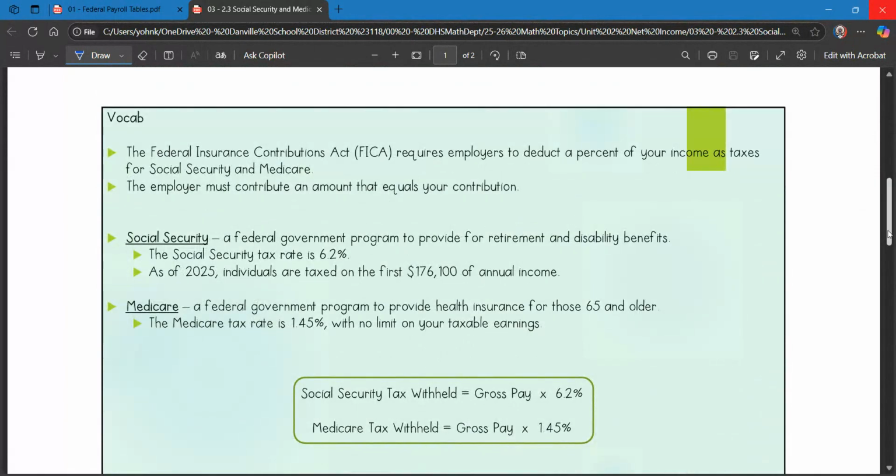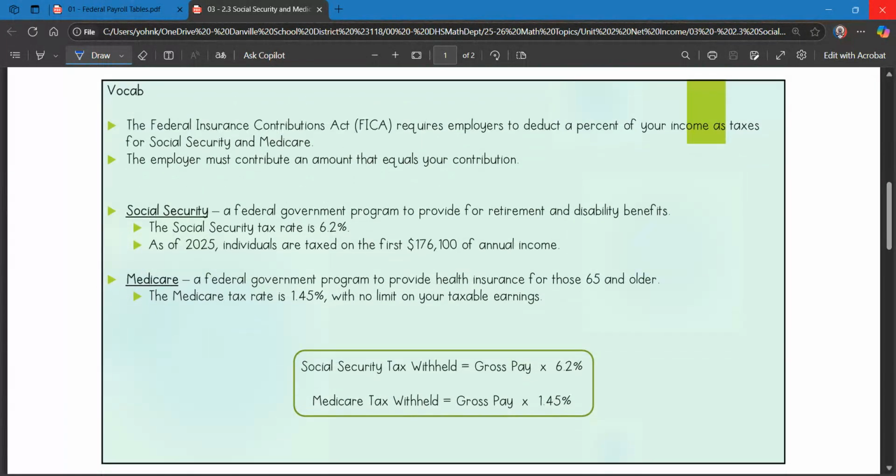So the Federal Insurance Contributions Act, or FICA, requires employers to deduct a percent of your income as taxes for Social Security and Medicare. And the employer must contribute an amount that equals your contribution. So basically, if you are having $10 taken out of your paycheck every month for Social Security, your employer is also contributing $10 to Social Security.